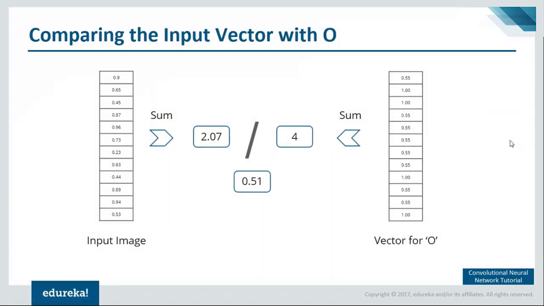Now when I do the same process for O, if you notice, I have second, third, ninth and 12th element vector values as high. So when I sum these values, I get 4. And when I do the sum of the corresponding values in my input image, I've got 2.07. When I divide that by 4, I got 0.51.